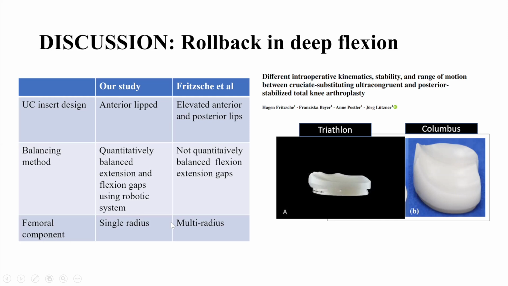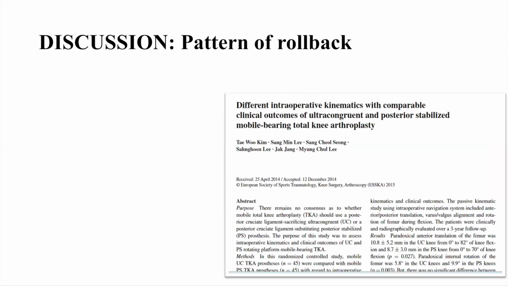And secondly, the femoral component we used was a single radius. In their study, it was a multi-radius femoral component. And in ours, the extension and flexion gaps were quantitatively balanced using a robotic system. In their design, flexion and extension gaps were not quantitatively balanced. These are things that could contribute to differences in their outcome.